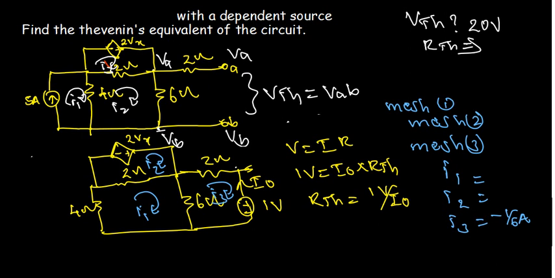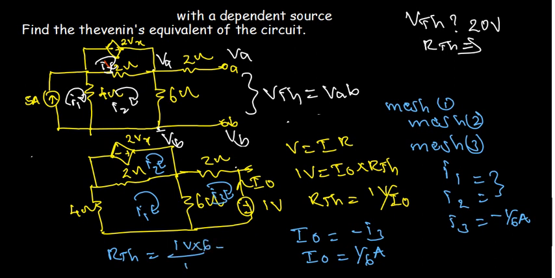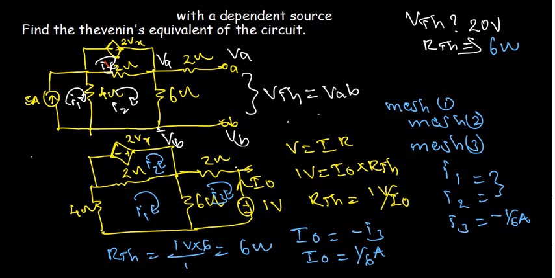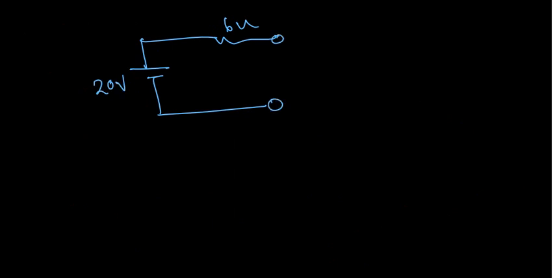We don't need I1 and I2 for that. So I naught is equal to minus I3. From here, I naught is upward and I3 is downward, so I naught is equal to 1 by 6 amp. So RTH is equal to 1 volt by I naught, so 1 by 1 by 6, then 6 comes there. So RTH is equal to 6 ohm. So for this Thevenin's theorem, we put 6 ohm RTH and the 20 volt VTH, and here we can connect what you want.